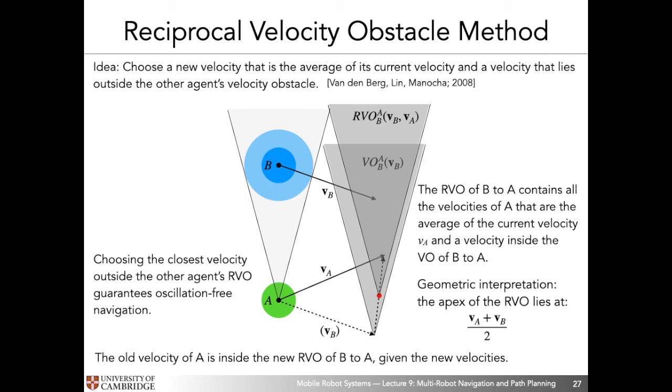So the basic idea is actually pretty simple. For the robots, instead of now choosing a new velocity for each agent that is outside the other agent's velocity obstacle, the robots are now going to choose a new velocity that is the average of its current velocity and the velocity that lies outside the other agent's velocity obstacle. So without going into further detail on the proof, this method does actually avoid collisions, and the proof is detailed in the paper itself. And they show that by choosing the closest velocity outside this RVO for both agents A and B, the reciprocal velocity obstacles stay exactly in the same position.